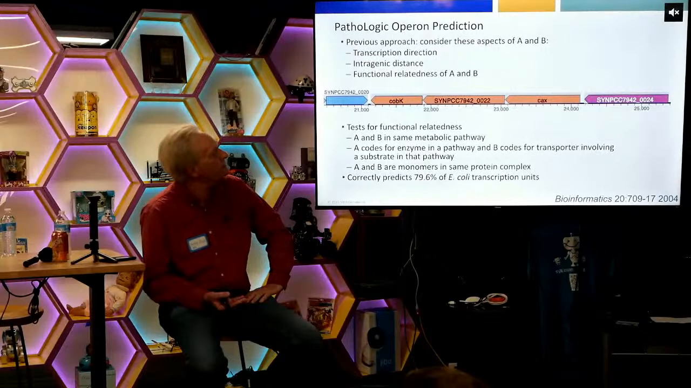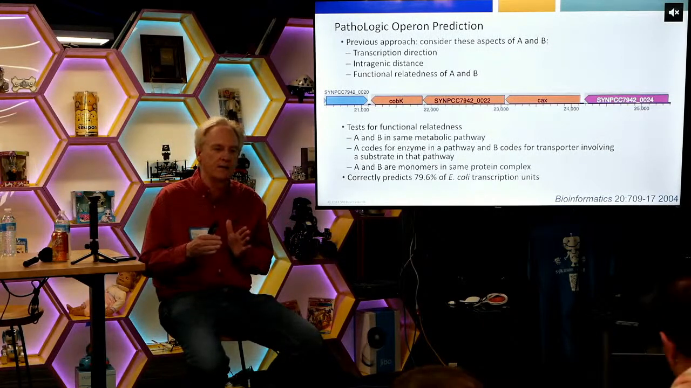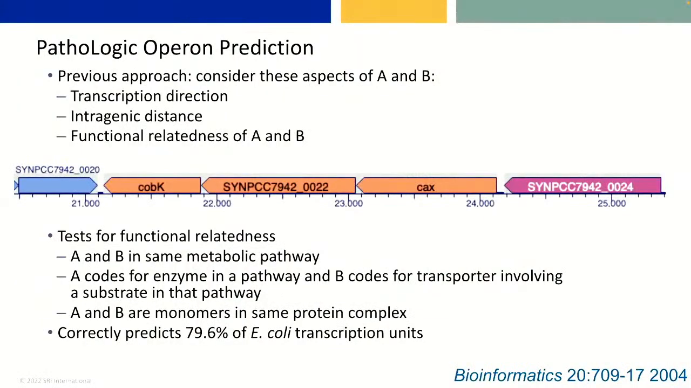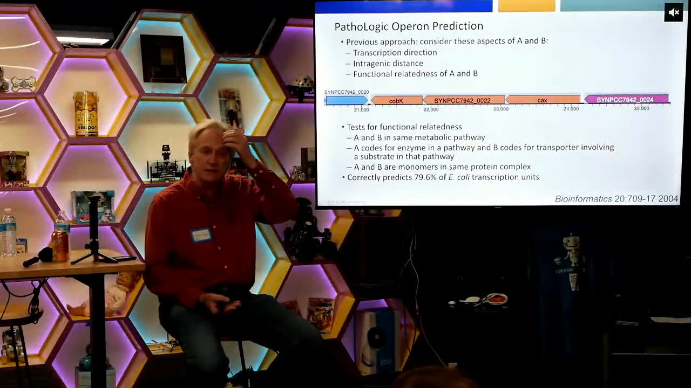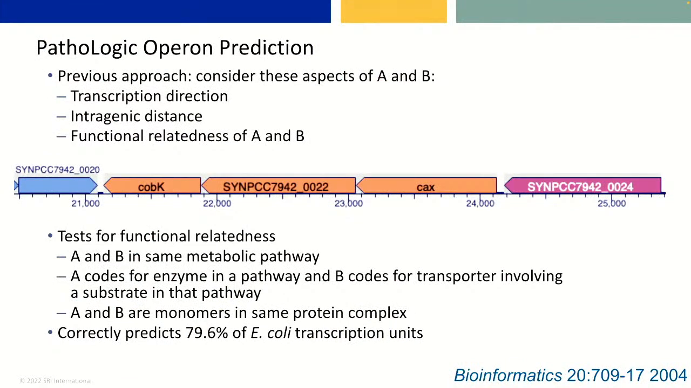So the previous approach we used considered these aspects of the 2 adjacent genes to compute whether they're at a boundary or within the same operon. We looked at transcription direction because, of course, genes that are not transcribed in the same direction are not going to be in the same operon. We look at intragenic distance because that's the strongest signal for presence in the same operon. And we look at whether A and B are functionally related in some way. Because as we know, genes within operons often are functionally related, and that's why the cell wants to express them together.